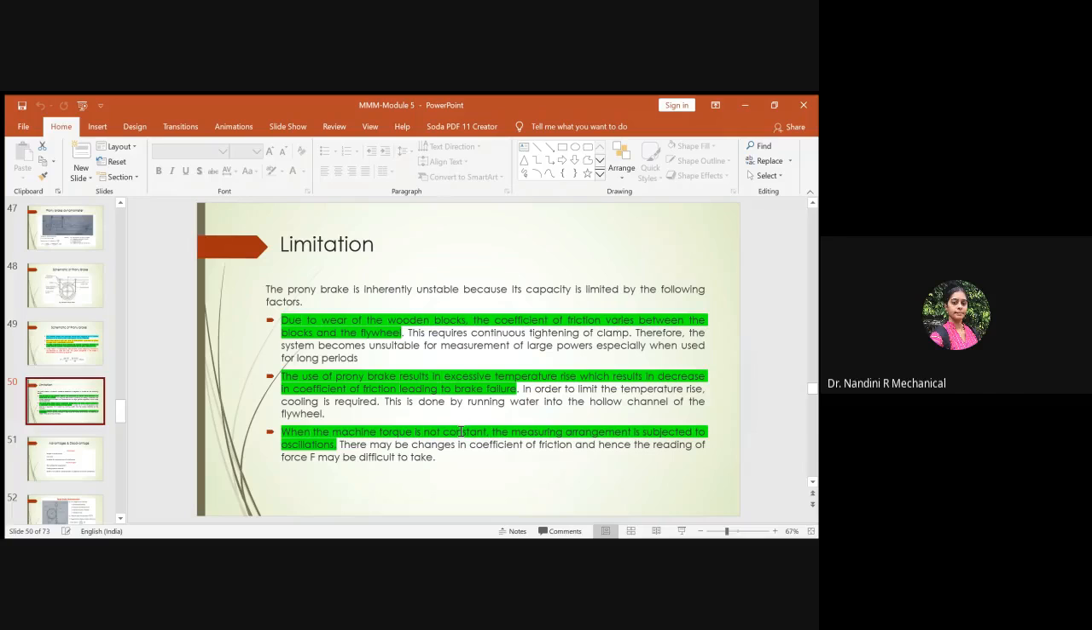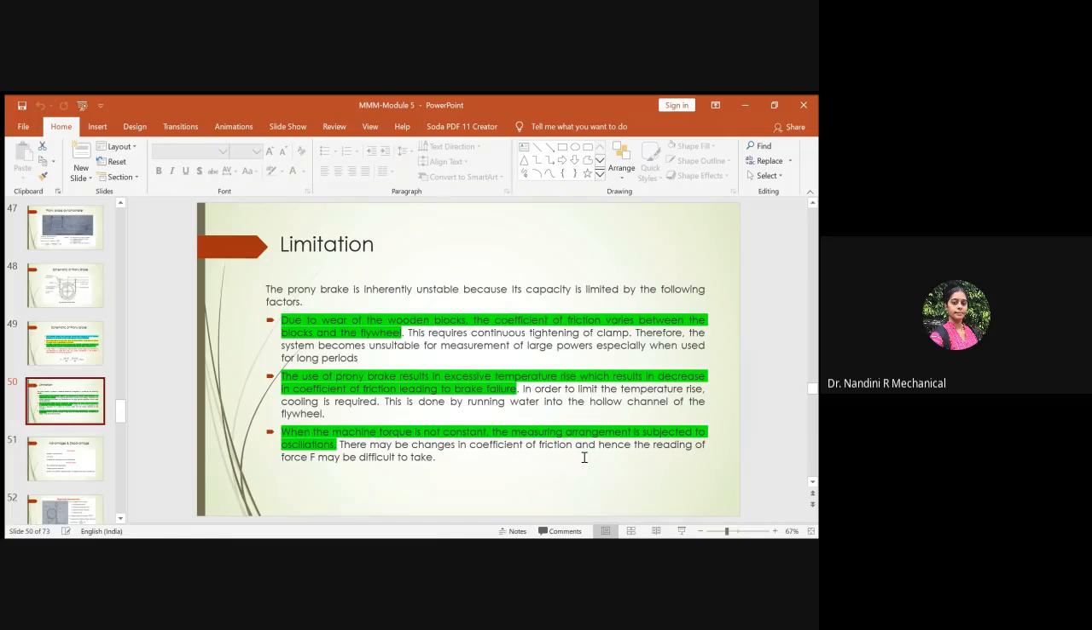The measuring arrangement is subjected to n number of oscillations, and due to this there may be changes in the coefficient of friction, and hence reading the value of force also becomes very difficult. So these three are the main drawbacks of the Prony brake dynamometer.